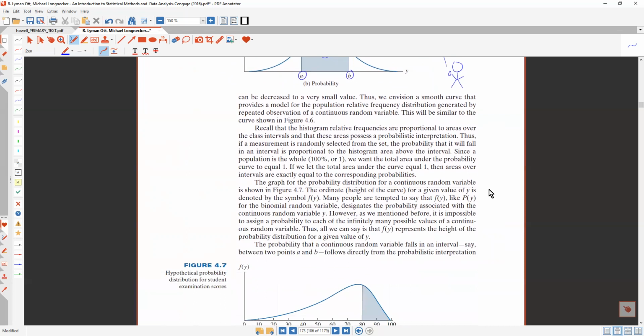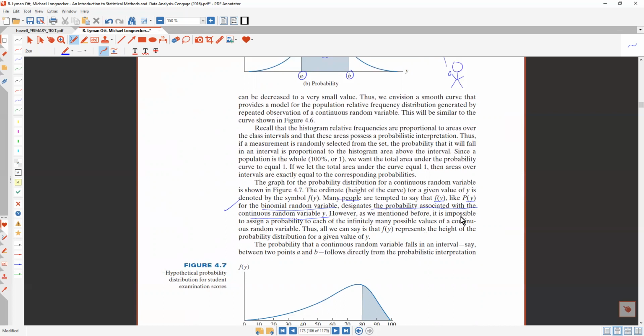Okay, so one note here, many people are tempted to say that f of y, like p of y for the binomial random variable, designates the probability associated with the continuous random variable y. Remember, we said that that's not the case. So the book is noting that right here. The authors are telling you it's tempting to associate that with probability.